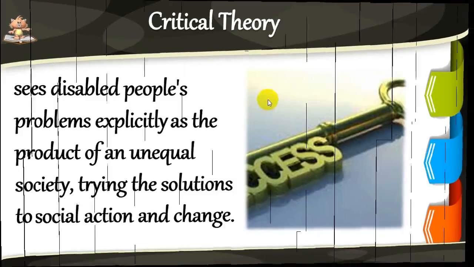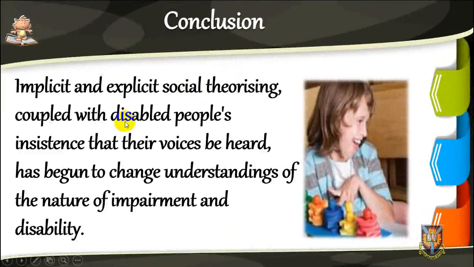Conclusion. Implicit and explicit social theorizing, coupled with disabled people's insistence that their voices be heard, has begun to change understandings of the nature of impairment and disability. The new understandings pose key questions for healthcare and research if they are going to provide an appropriate knowledge base for both medical and social progress.